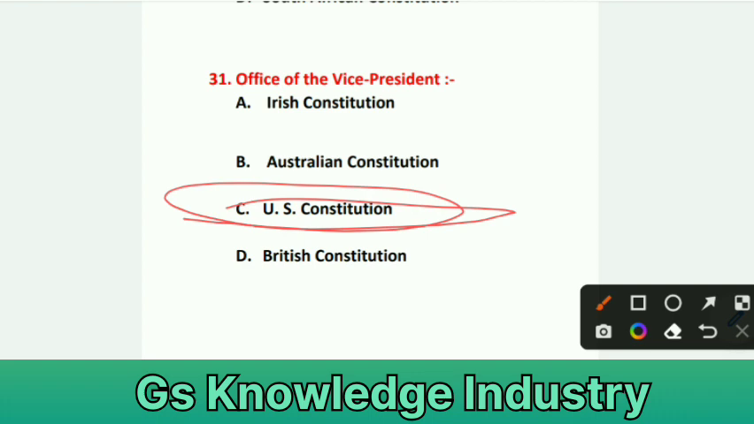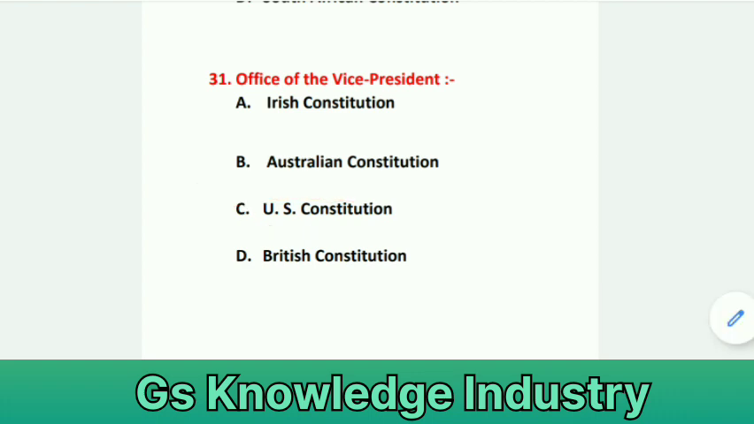So my dear friends, this was most very important MCQ of different sources of the Indian Constitution.